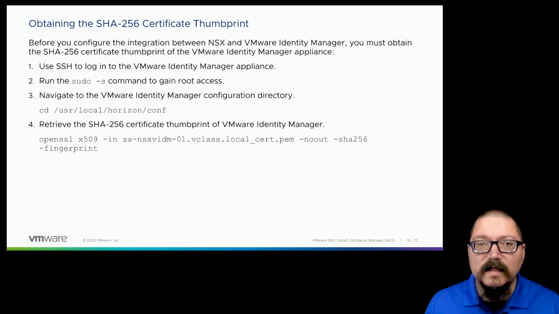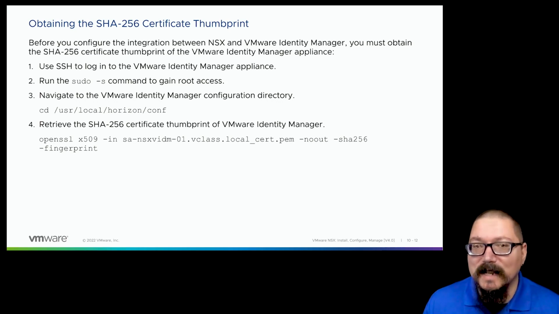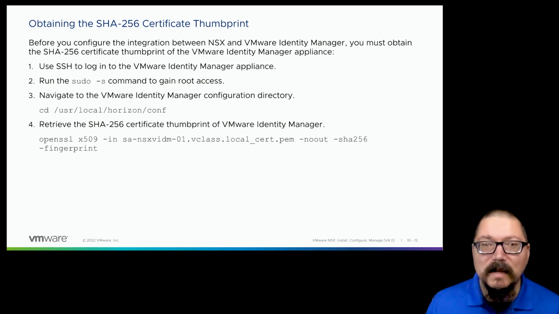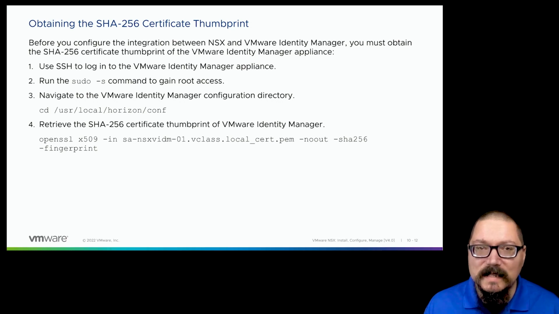Now, you'll want to be careful with the certificate name. Make sure that that's actually the name of your certificate in your particular environment. Notice that it's prefaced with the host name, right? sa-nsxvidm-01.vclass.local. That's the FQDN for my VMware Identity Manager virtual appliance in my environment. Go double check that in yours, right? I bet it's not the same, but you'll need to find that file, identify that file, and use this OpenSSL command to identify the thumbprint. And then you want to copy and paste that thumbprint into the Notepad file along with your client ID and your shared secret for your OAuth client.